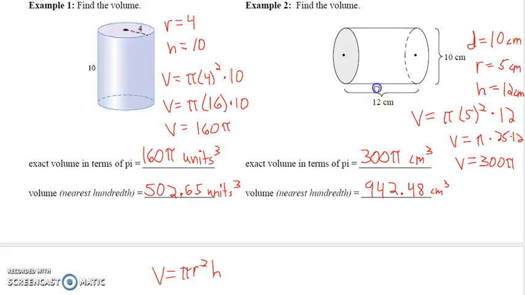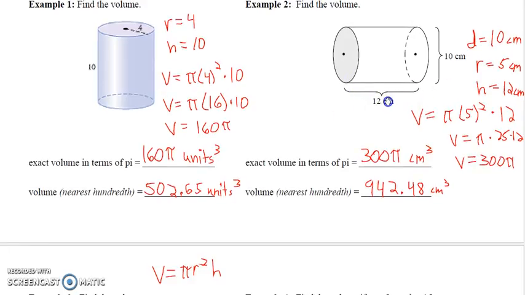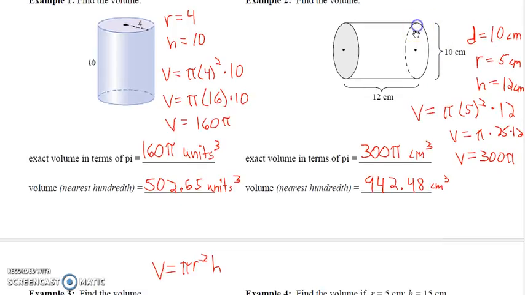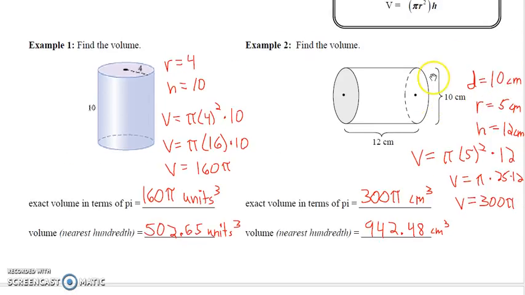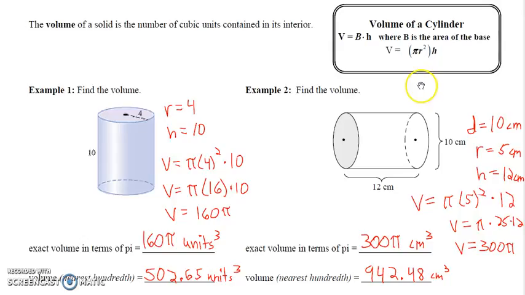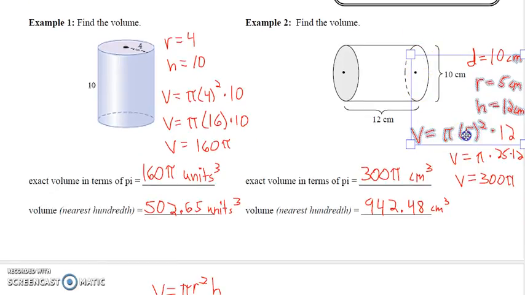In this problem, the height is 12. This is the height. Now, this is not the radius. This is the length through the entire circle. That's called the diameter. So if the diameter is 10, the radius is 5. And what's our formula? It's right here. Pi r squared h. So we do pi times 5 squared times 12. And that's where we get the answer.